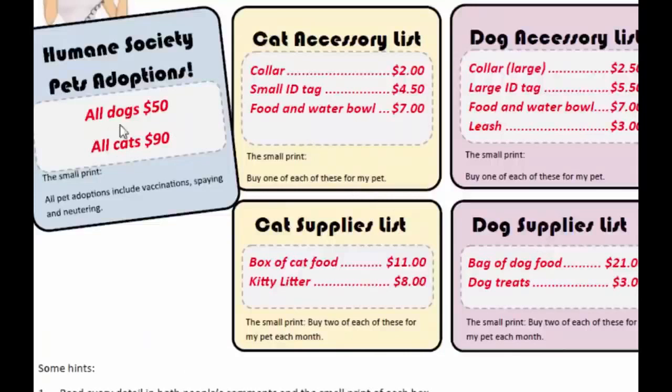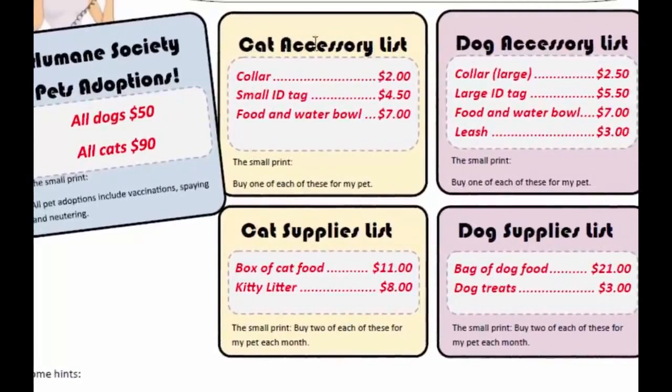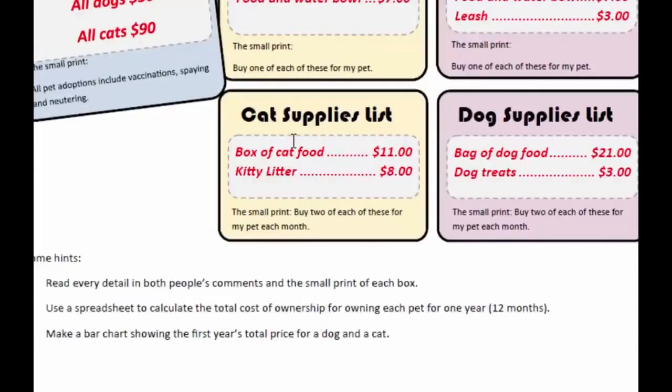Pet options: dogs are 50, cats are 90. All expenses include all of the vaccinations, spaying, and neutering. However, there are more expenses than just buying the cat or the dog. First of all, this is a list of what we consider necessary accessories. The cat has 3 items, the dog has 4. You have to buy these one time. The second box shows the ongoing expenses: a box of cat food and kitty litter, and the small print says buy 2 of each of these for my pet each month.